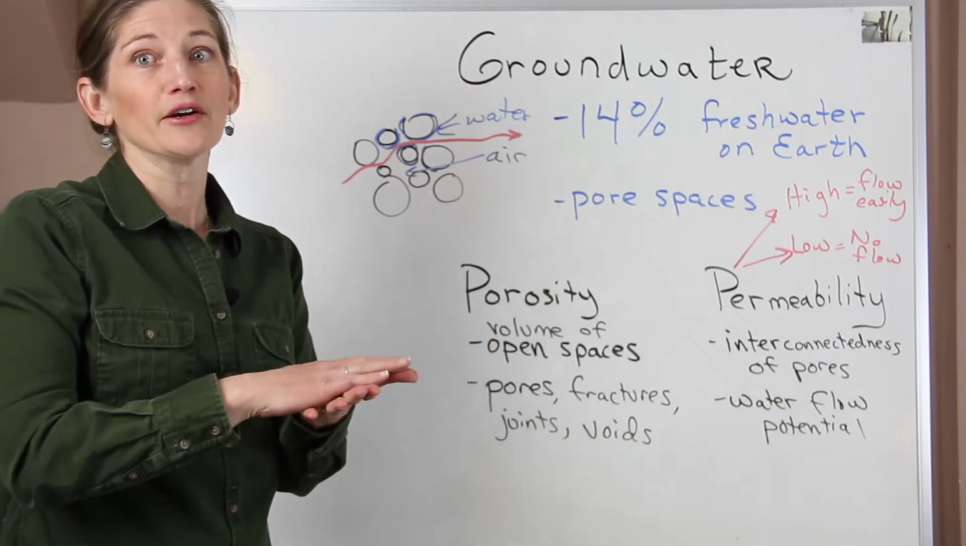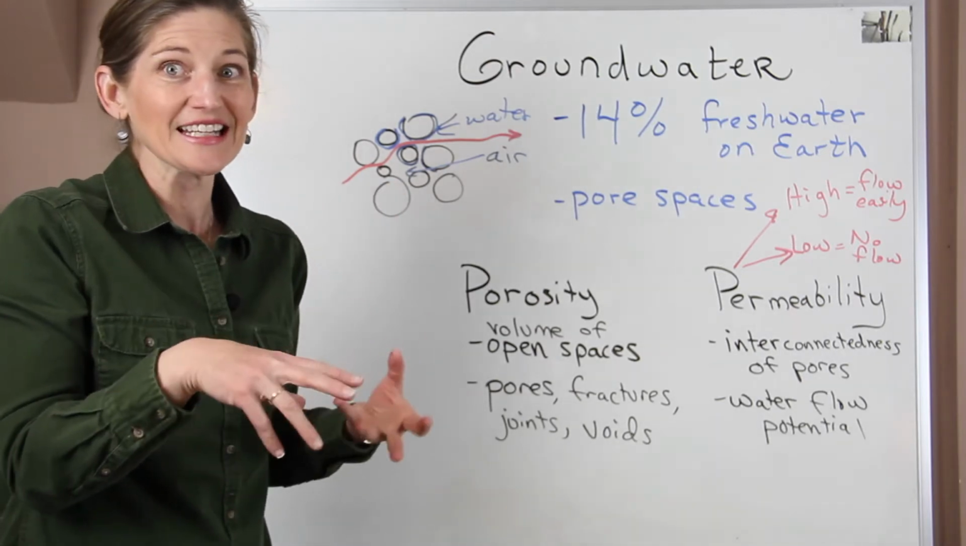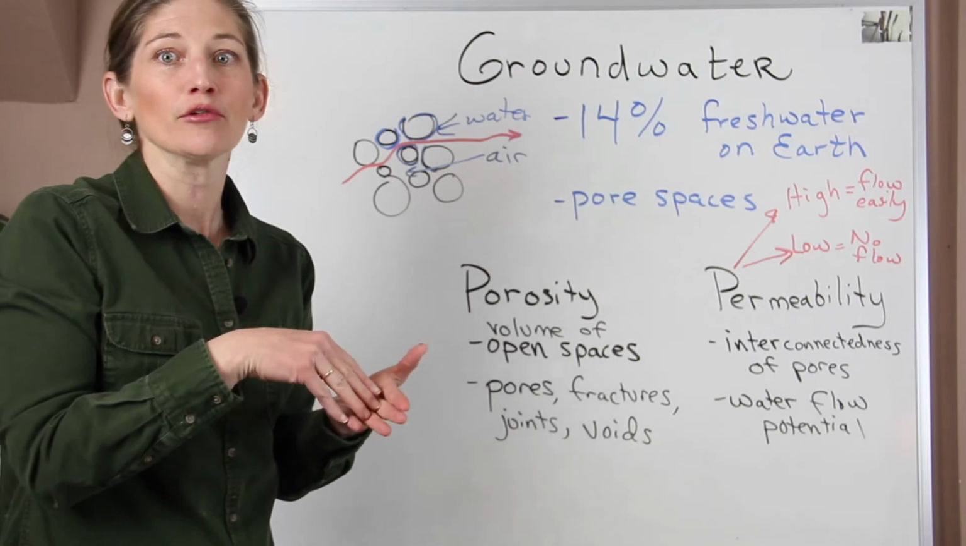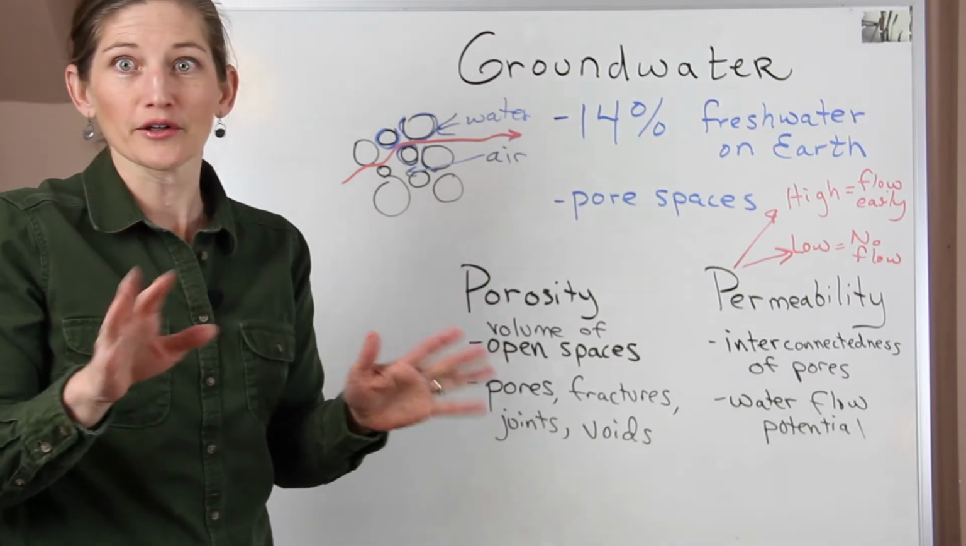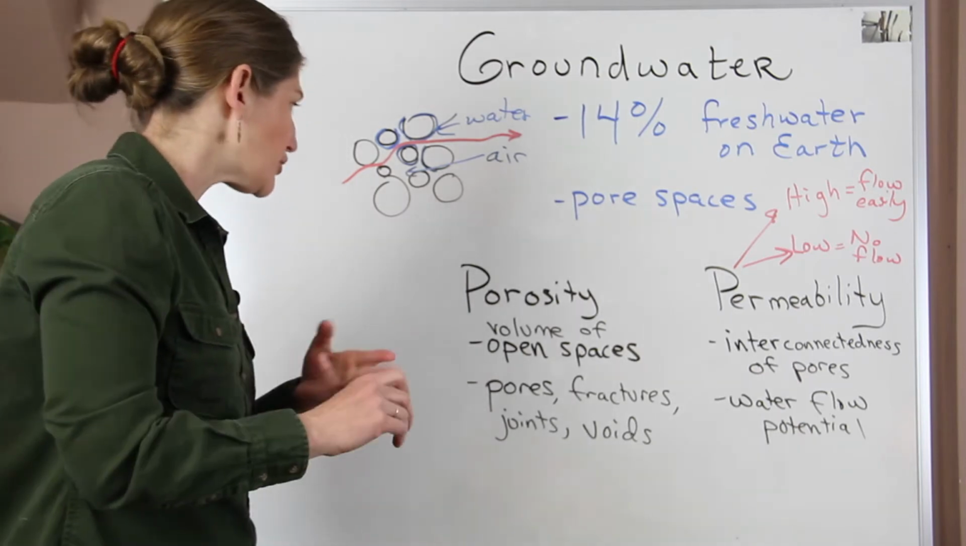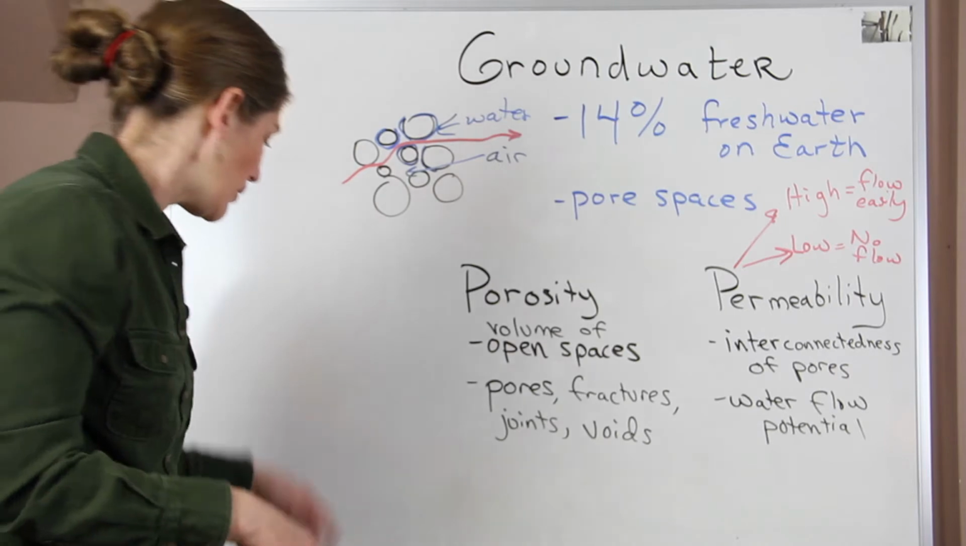Or if the layer has no pore spaces, and so the water can't get in it, and it certainly won't be flowing through it, then we call it an aquiclude. It excludes the water, so it's an aquiclude. So those are three words: aquifers, aquitards, and aquicludes to know about.